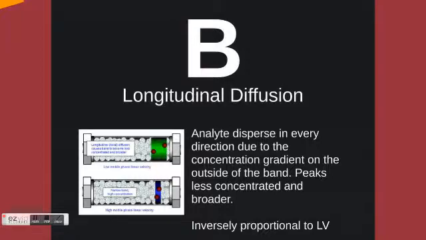B is longitudinal diffusion. This is where the analytes disperse in every direction due to the concentration gradient on the outer side of the band. The peaks are less concentrated and broader. Parameters that affect this are linear velocity and the length of the column.